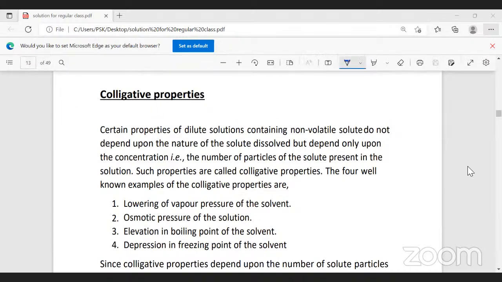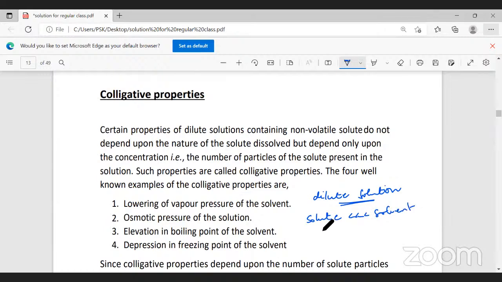In order to understand colligative property, we should know something called a dilute solution. What do you mean by a dilute solution? A solution in which the concentration of the solute is very, very less compared to the concentration of the solvent is called a dilute solution. A solution whose concentration is very low is called a dilute solution, or the concentration of the solute is very less compared to the volume of the solvent.